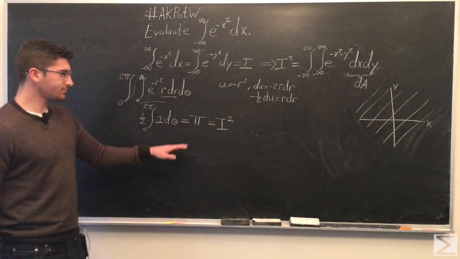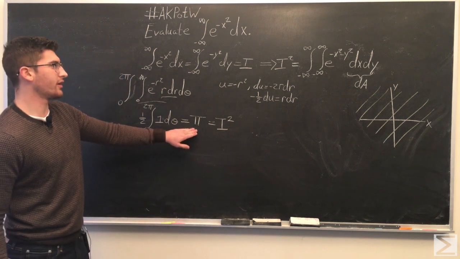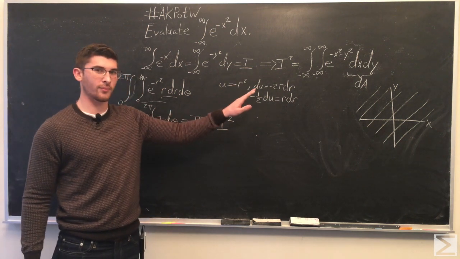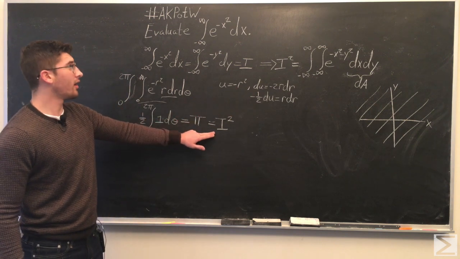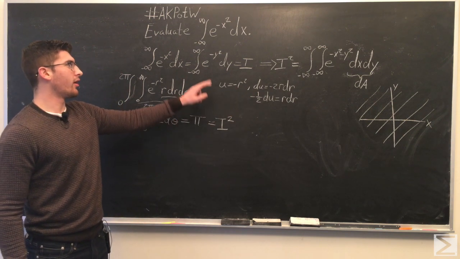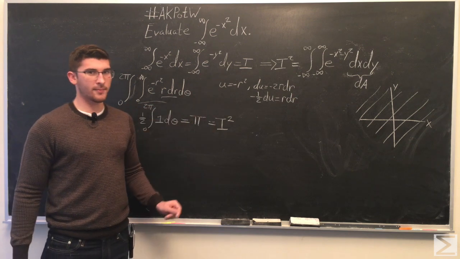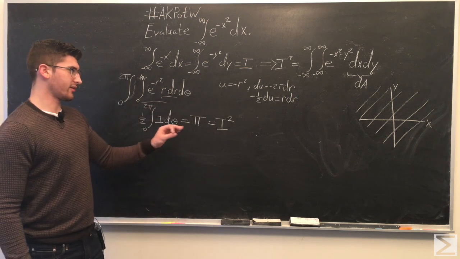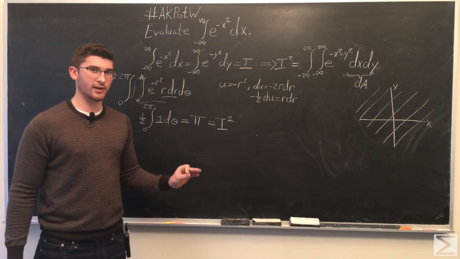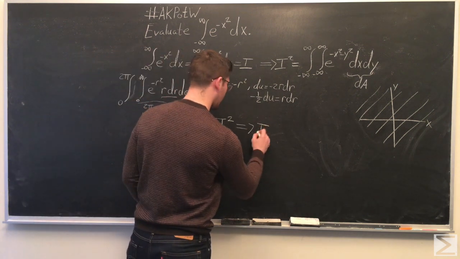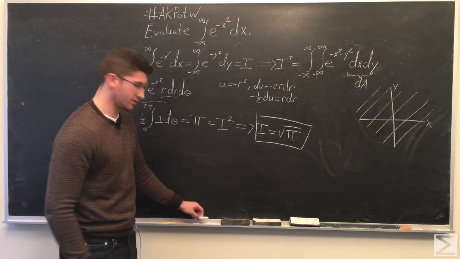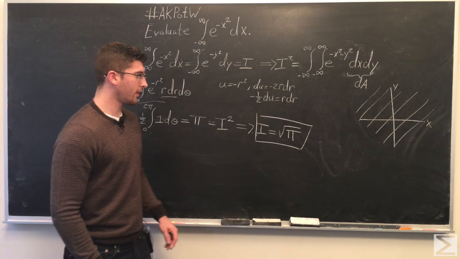Now we have to remember that pi is the value we get from evaluating the double integral, which is equal to I squared. But we're asked to evaluate the integral that is equal to I. So we take the square root of I squared, which equals I, so the square root of pi. Our final answer is the square root of pi.